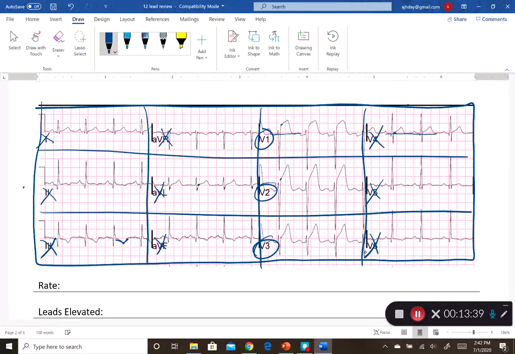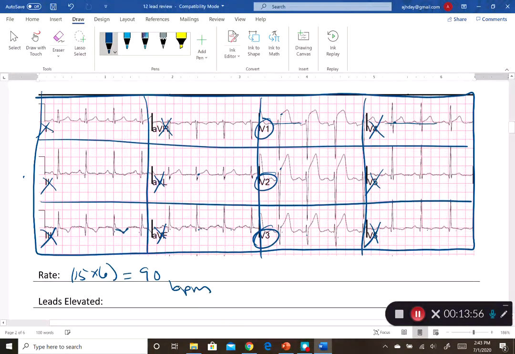All right. Oh, and again, I forgot to do my rate. So 1, 2, 3, 4, 5, 6, 7, 8, 9, 10, 11, 12, 13, 14, 15. So 15 times 6, that's going to equal 90. So I have 90 beats per minute for my rate. My leads elevated, we already decided: we have V1, V2, and V3. So now let's go ahead and label our walls.